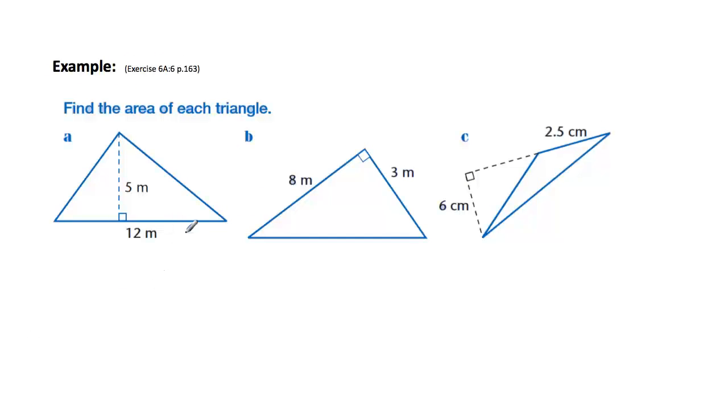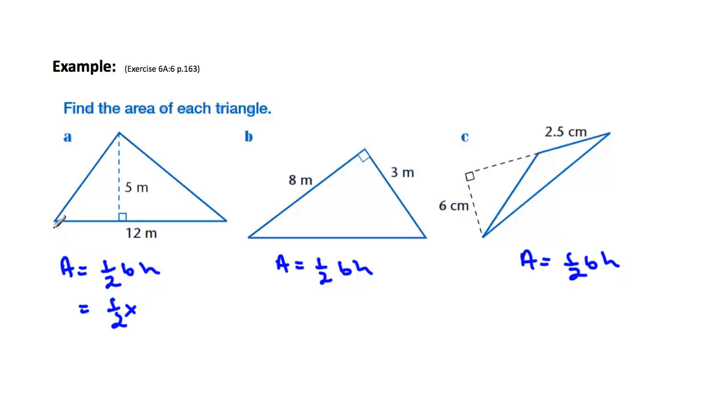A few triangles. Remember, the area of a triangle is equal to half the base times the height. So we'll write down the formula each time for these, and substitute in. In this case, it's half times the base, which is right along there, that's 12, times the height, which is 5. And if you work quickly with me using your calculator, we get 30 metres squared.